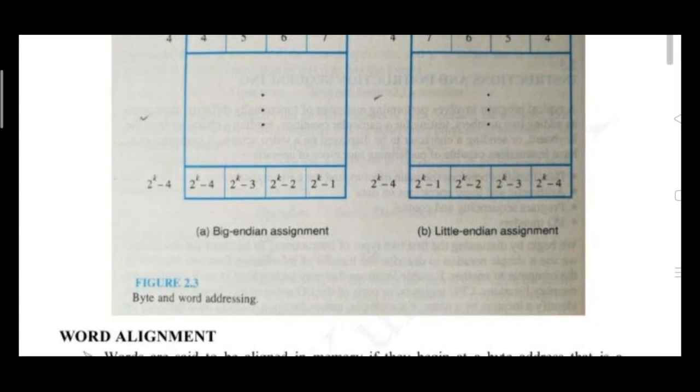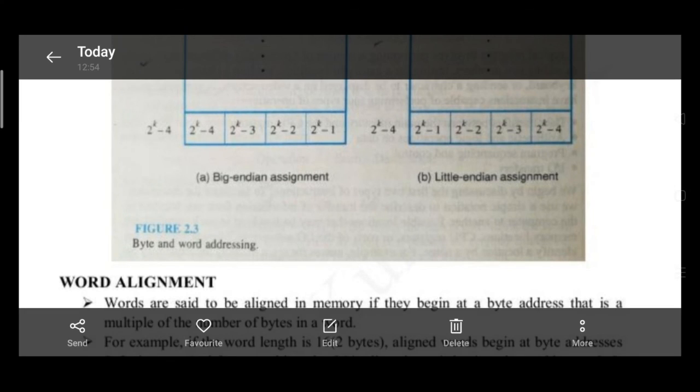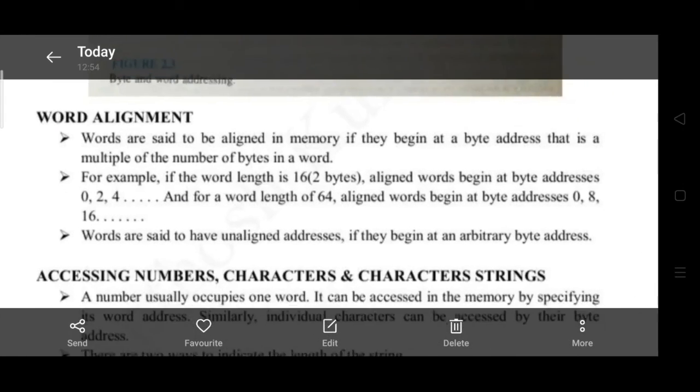Word addressing methods. For byte addressing and word addressing, there are 2 ways of assignment. One is the little endian assignment, and the other is the big endian assignment.